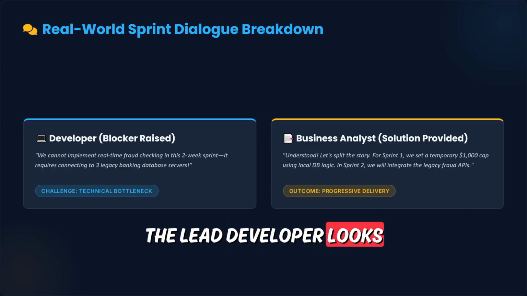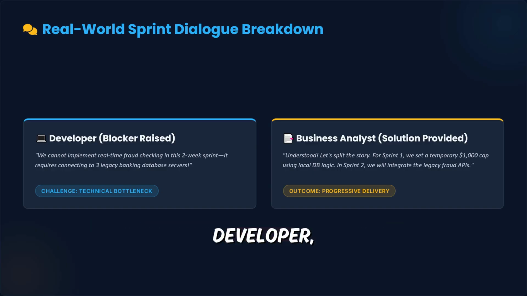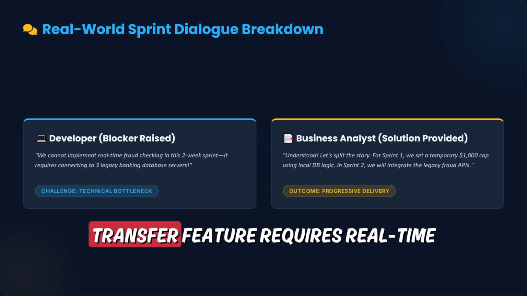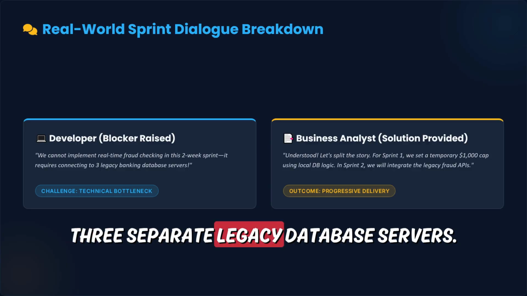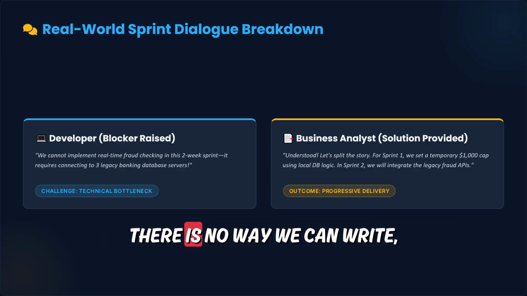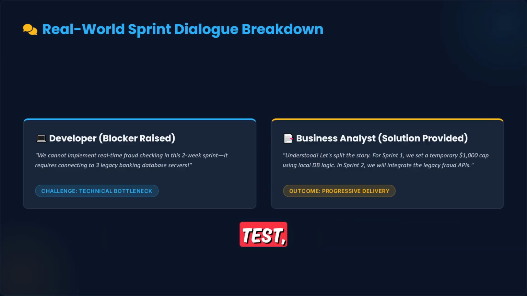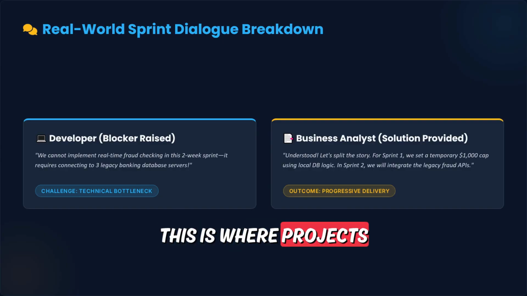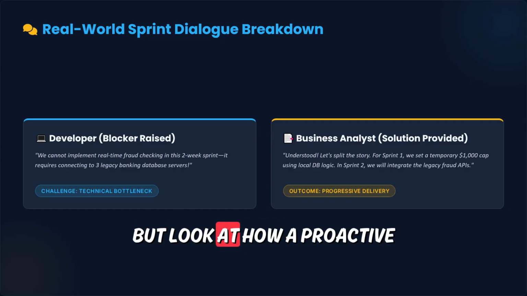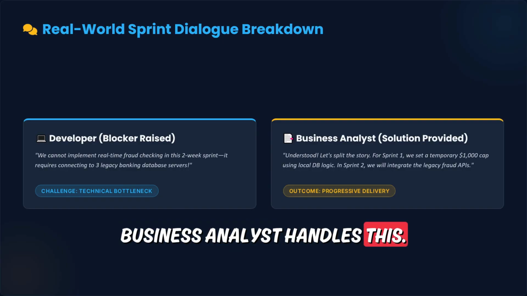The lead developer looks at the requirements and pushes back. Developer: this instant transfer feature requires real-time fraud validation against 3 separate legacy database servers. There is no way we can write, test, and deploy all 3 integrations within a 14-day sprint. In many companies, this is where projects grind to a halt. But look at how a proactive business analyst handles this.